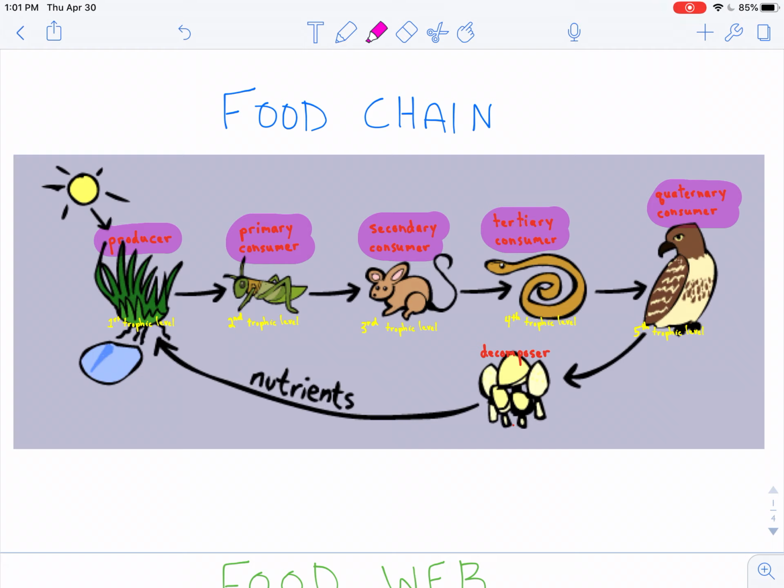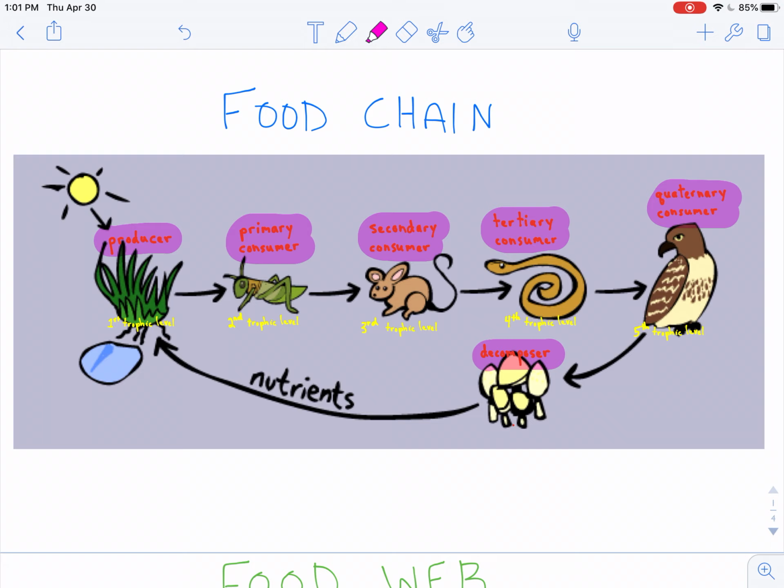Now, a special part of this food chain would be down at the bottom, the decomposers. Now, they are special because they are not a predator, but rather they will break down the dead material in the ecosystem and return those molecules into the ground. You can see that the word nutrients is used there to describe those molecules, so that the producers can use them to start this food chain all over again.